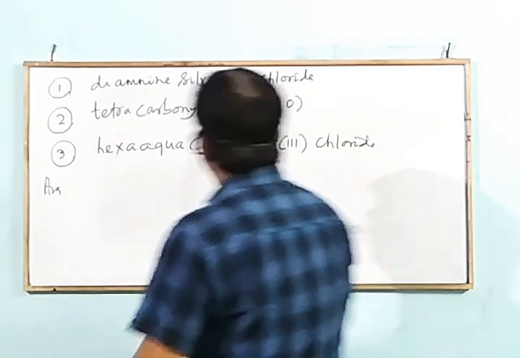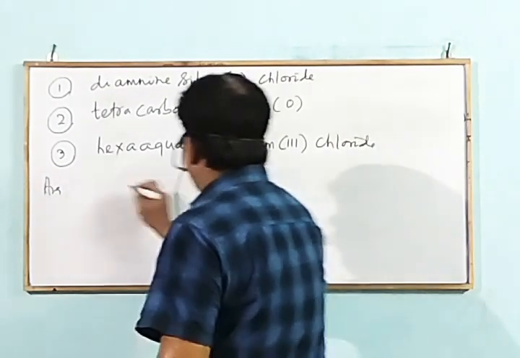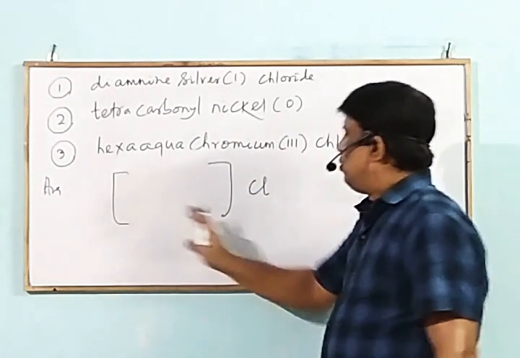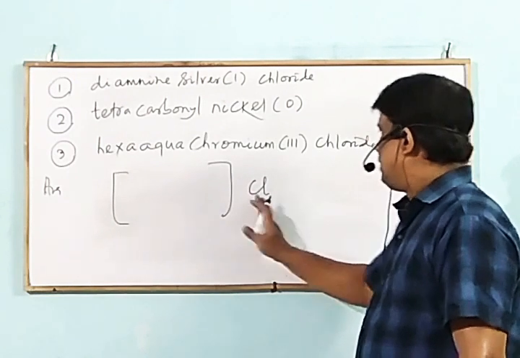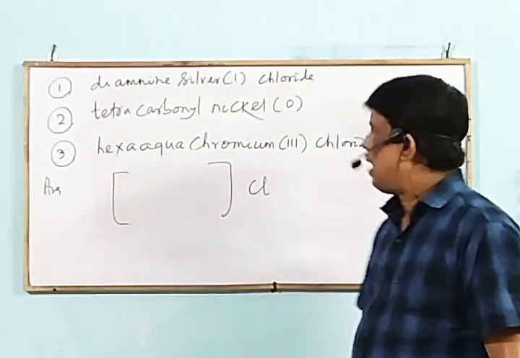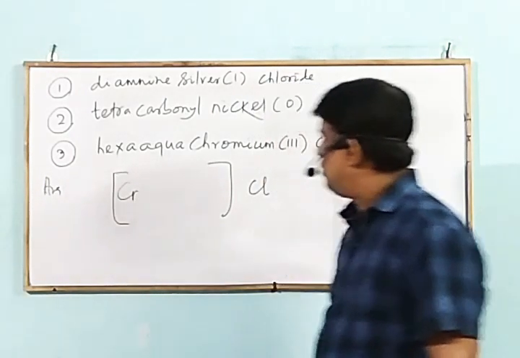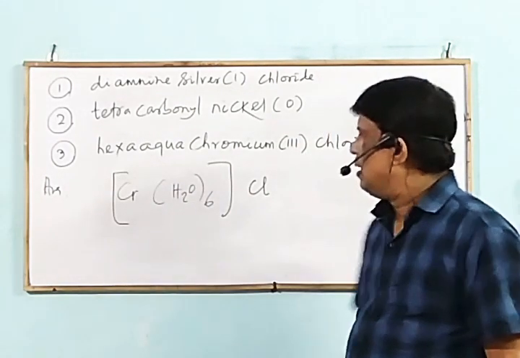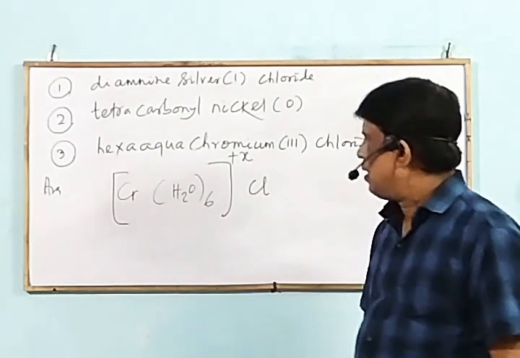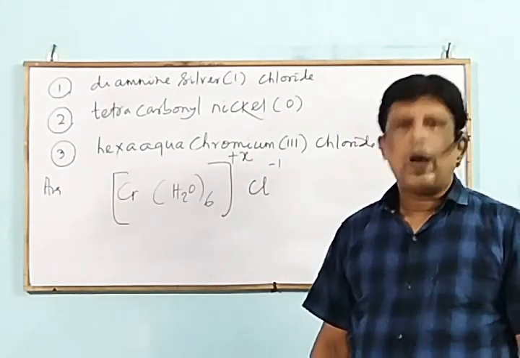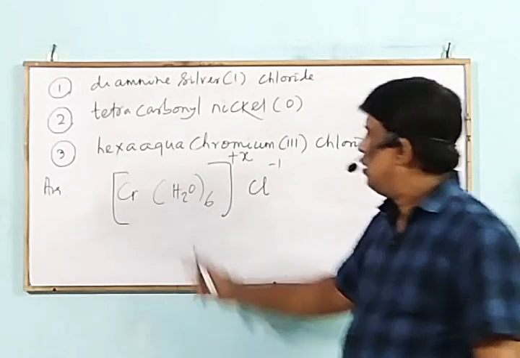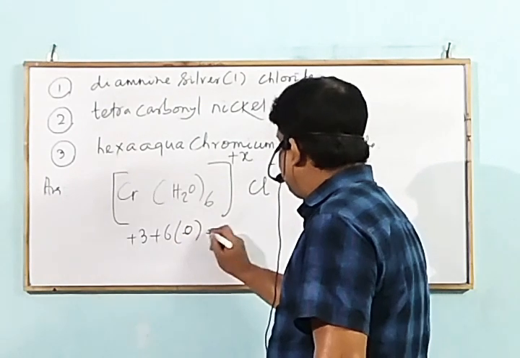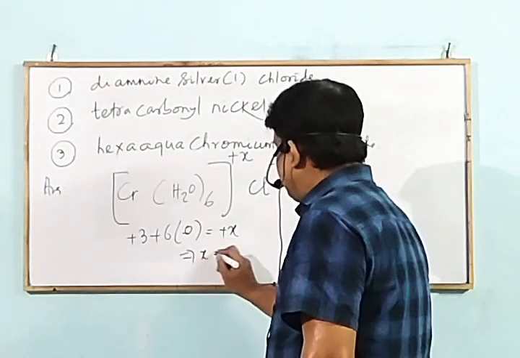What is the next one? Hexaaqua chromium 3 chloride. It indicates that the complex part is the cation, and Cl is the anion part. So inside the square bracket, first we write the central metal atom, that is chromium. Then aqua, water is there, 6 times, so Cr(H2O)6. As it is a cation, we have to find out plus X, with chloride being minus 1. Our aim is to calculate the value of plus X. Mark that it is given 3. So 3 plus 6 into 0 is equal to plus X. Implies that X is equal to plus 3.